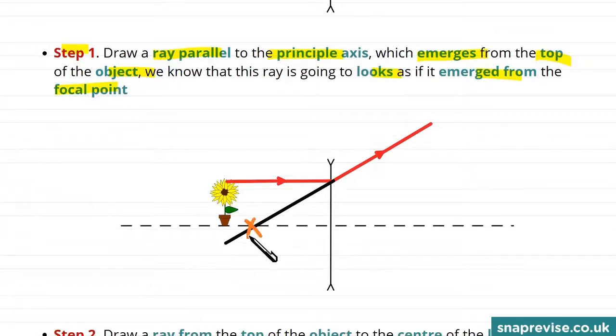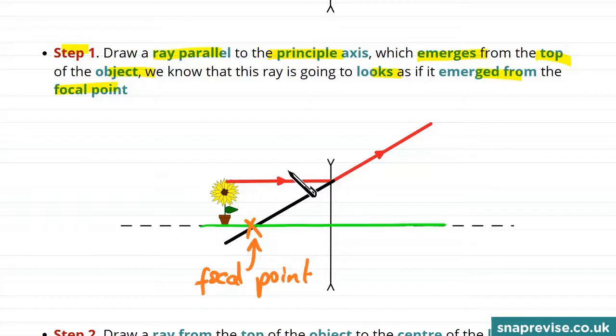So here is our focal point. Here is our principal axis. And when we draw a ray parallel to the principal axis, it's going to go in a direction so that it looks as if it came from that focal point.